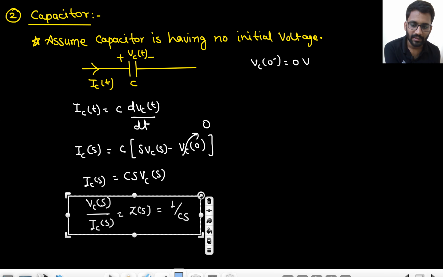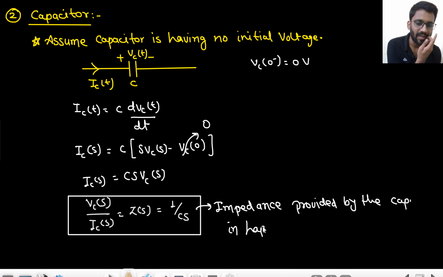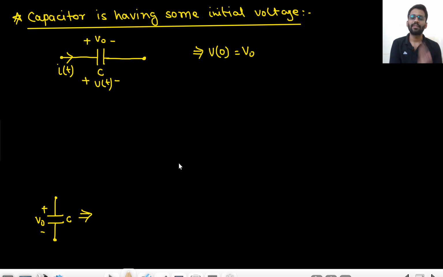What is this? This is impedance provided by the capacitor in Laplace transform. This is the value, right? Okay. Now the capacitor is having some initial voltage. So what will happen now?